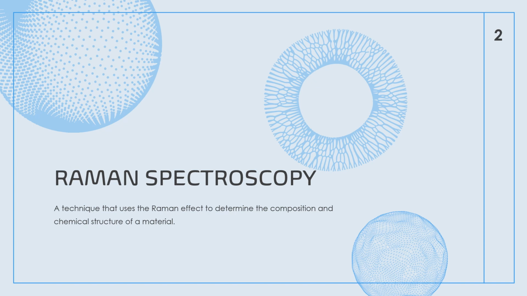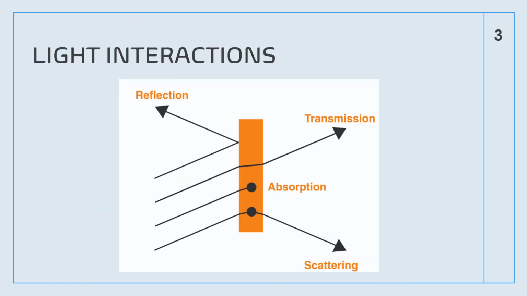First, let's answer the question, what is Raman spectroscopy? Raman spectroscopy is a technique that uses the Raman effect to determine the composition and chemical structure of a material. Light interacts with material in four main ways: reflection, transmission, absorption, and scattering. These interactions are shown here. For the purposes of Raman spectroscopy, we will focus on scattered light.